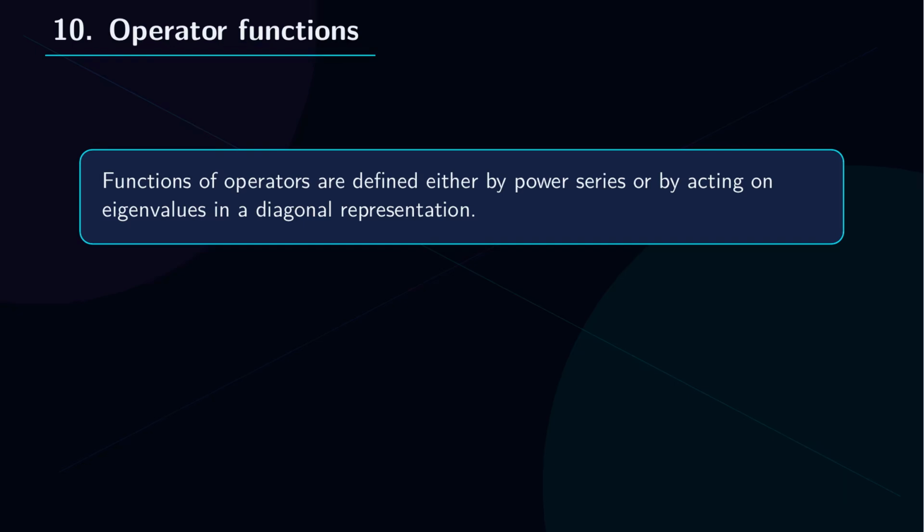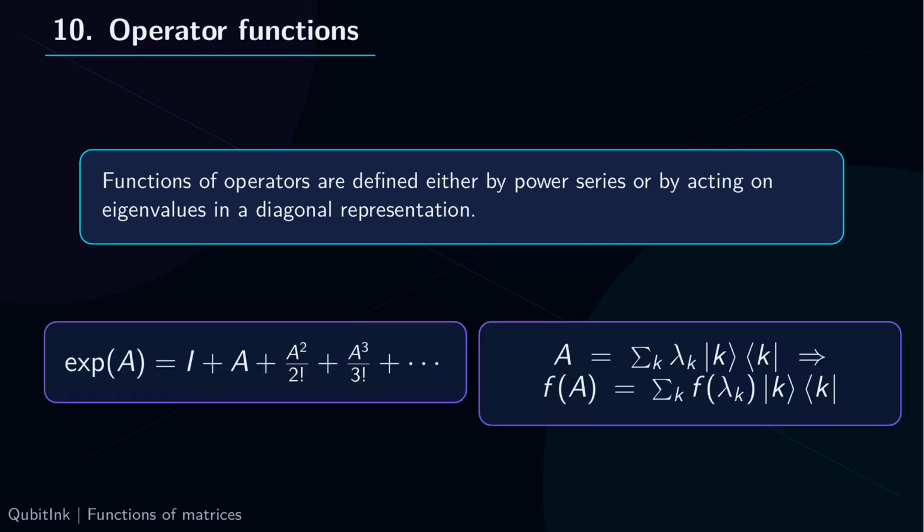We can also define functions of operators. One approach uses a power series, just as we define functions of ordinary numbers. When the operator is diagonalized, the definition becomes especially simple. Apply the function to each eigenvalue and keep the corresponding eigenprojector.